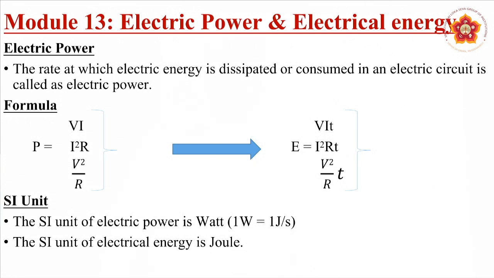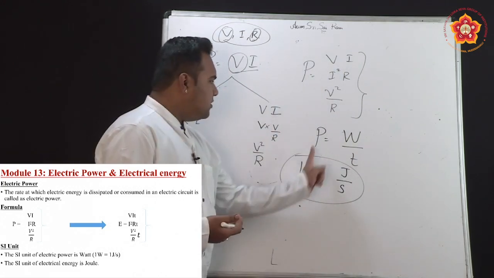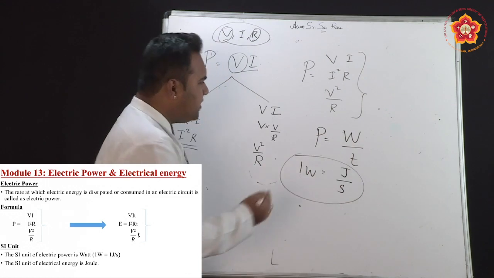Now, let us see the SI units. The SI unit of electric power is watt, W-A-T-T. 1 watt is nothing but 1 joule per second, because power is defined as work done by time. We know the SI unit of work done is joule, and the SI unit of time is second. So, therefore, 1 joule per second is called 1 watt of power. So, power is work done by time. Do not confuse this W.